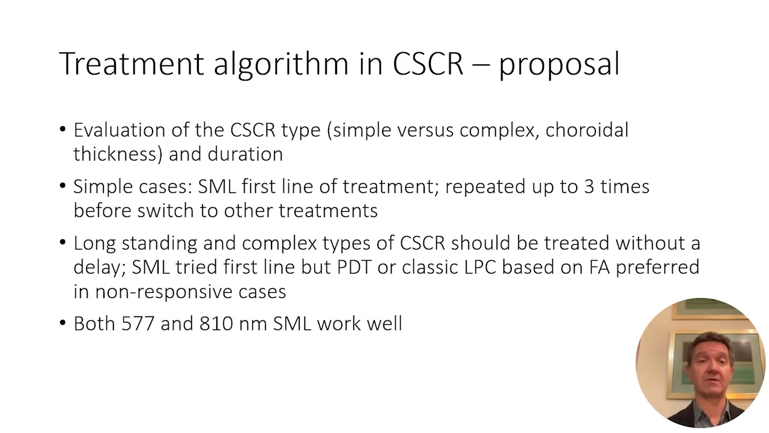I usually repeat subthreshold laser up to 3 times. If the response is poor, then I switch to other treatments, especially PDT. Long-standing and complex type of central serous should be treated without delay. I am trying subthreshold micropulse first, but if it doesn't work, I switch quite promptly to PDT treatment. I would also like to stress that both lasers, 577 nanometers and 810 nanometers, work very well. However, we have to use different parameters.